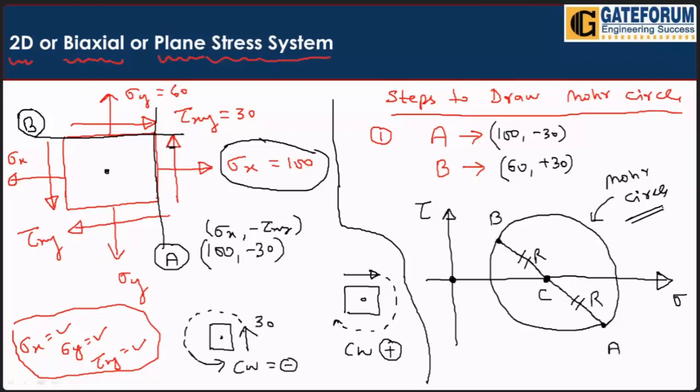So very simple step to draw any Mohr circle. Only two steps and nothing else. Just write the coordinates of two perpendicular planes, then plot the two points on the sigma versus tau graph, then join those two points with a line which cuts the x-axis at the center of the Mohr circle, and from the center to the circumference just draw the circle. This will be the Mohr circle. Very simple steps to draw any type of Mohr circle.